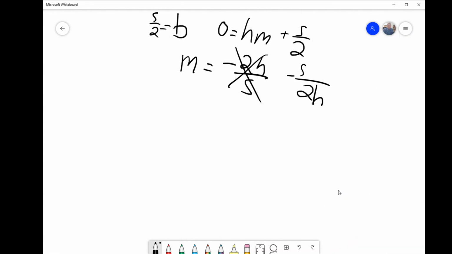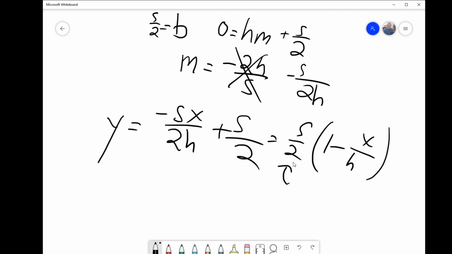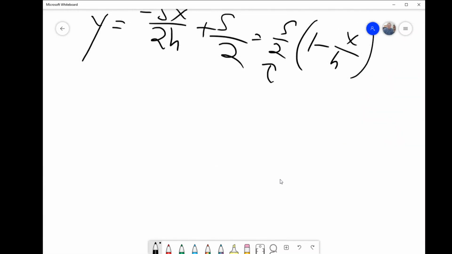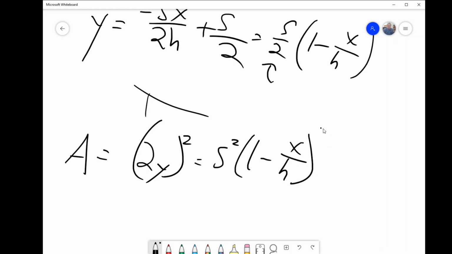So here is our slope. That means our line is y equals negative sx over 2h plus s over 2, or s over 2 times 1 minus x over h, where s over 2 is a constant. Now that is the side, or the distance to that y-axis. To turn that into area, that's going to be 2y squared. So that's s squared times 1 minus x over h, squared.